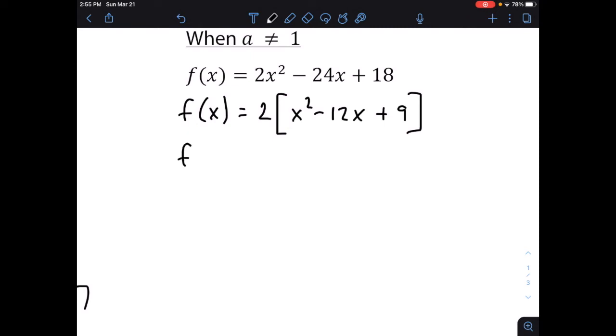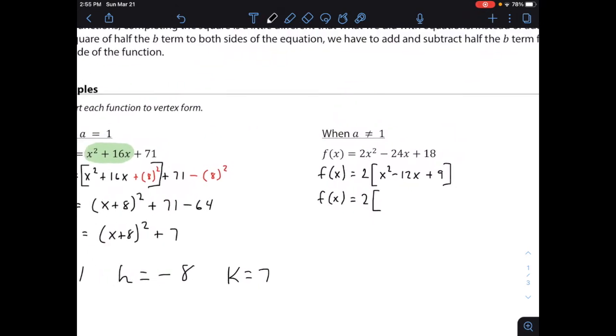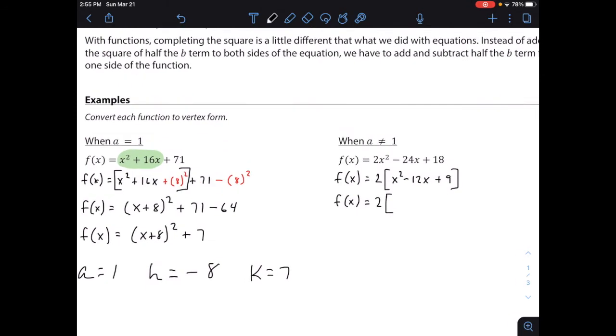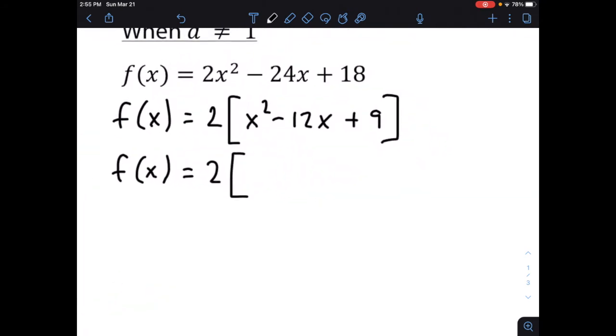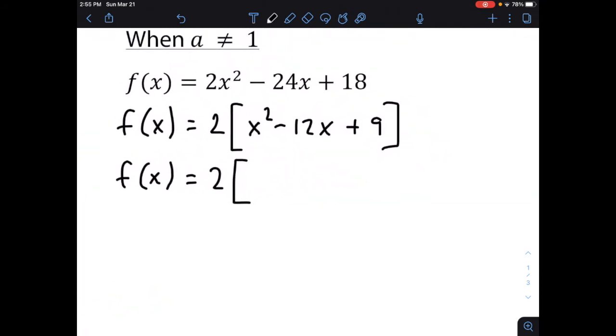So we're going to go f of x, well, that's not a pretty x, let's change that, equals 2 bracket. Now over here I did a bracket around that whole thing to differentiate it, but I've already used a bracket. If I do another bracket, it's going to look kind of goofy. So I'm going to use a parenthesis, because a parenthesis, a bracket, is just a container, right? So I'm going to say, all right, x squared minus 12x.